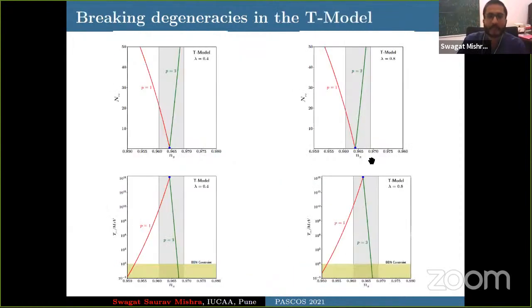So this is where I plotted the reheating duration and the reheating temperature as a function of n_s for different models. As you can see, even though this green curve is within the allowed values of n_s, it violates the reheating temperature constraint, with the reheating temperature becoming lower than Big Bang nucleosynthesis. So that's how it puts an extra constraint.